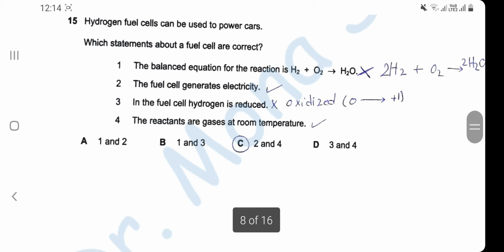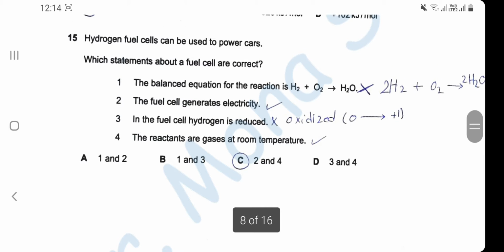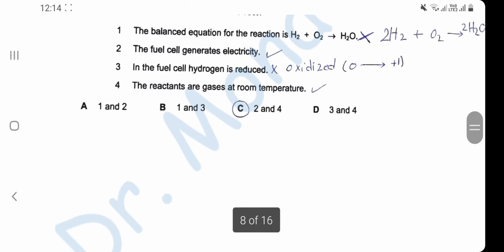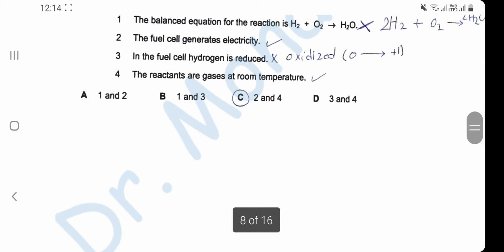The reactants are gases at room temperature. Of course, hydrogen and oxygen are gases at room temperature. So here we have 2 correct answers, which are 2 and 4, and the answer will be C. 2 and 4 are correct.